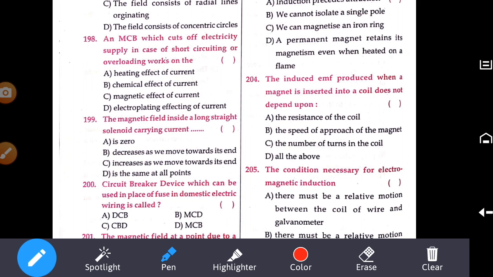Okay, an induced EMF produced when a magnet is inserted in the coil does not depend on what? The speed of approach of the magnet. Option number B.